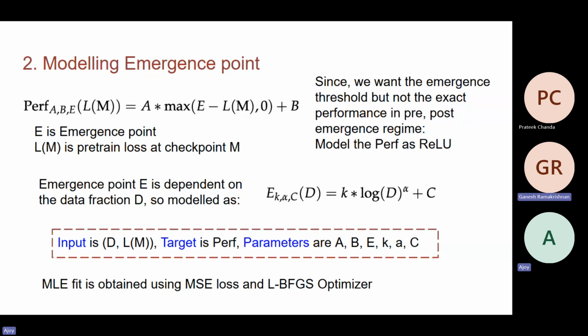Performance we're modeling as a ReLU, and this E. No, sir, LM is the loss. E is when the kink happens. It depends on when your LM is, then your emergence happens earlier.